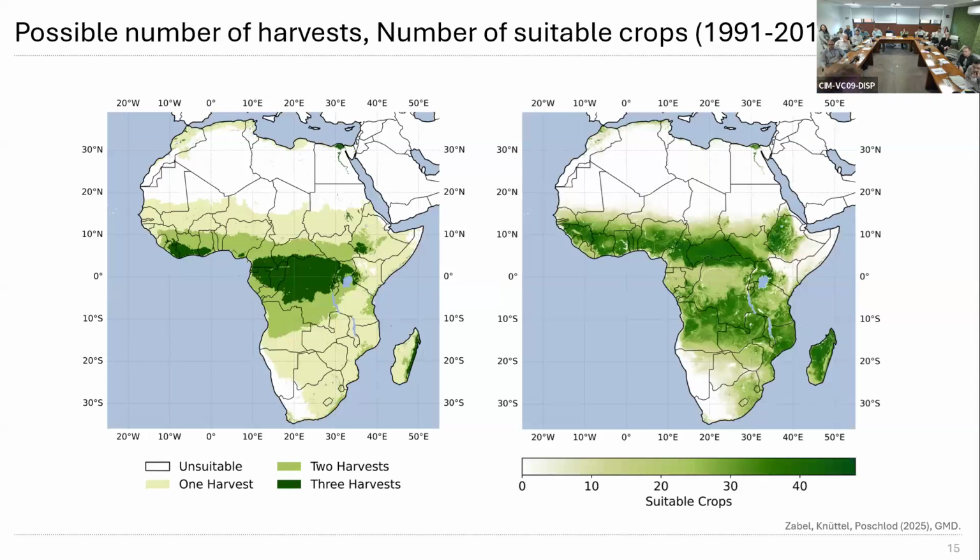That's the possible number of harvests, the potential for multiple cropping. I think that's over all crops. So how much is the potential? Here you can see 1 harvest, 2 harvests, and 3 harvests. But you can have this information specifically for each crop. And this shows you how many crops are suitable, of the ones that we considered, at each location. There's also a huge range between regions that have more opportunities for growing different crops, and other regions that are kind of limited.